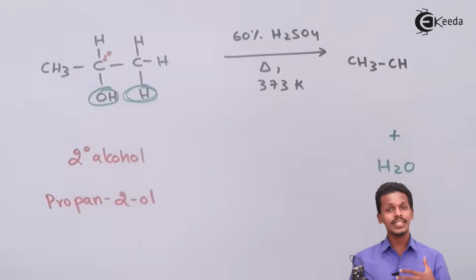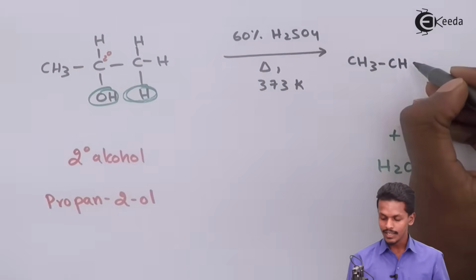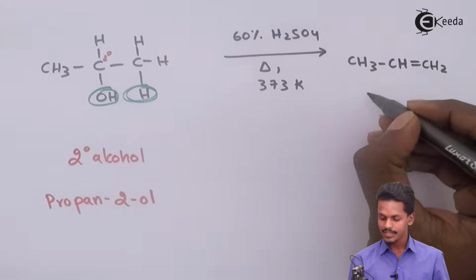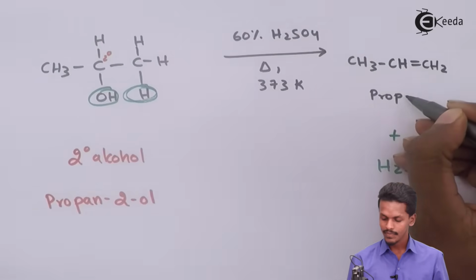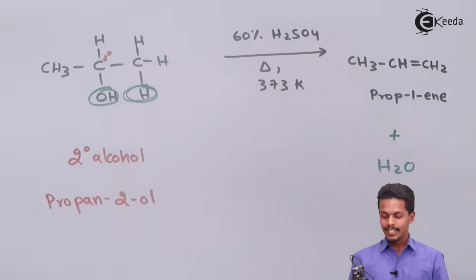Here a double bond will form because elimination is a process in which a saturated compound is converted into an unsaturated compound. So here we would get a double bond CH2, making this to be called prop-1-ene. So this is how we have converted a secondary alcohol, that is propane-2-ol, to prop-1-ene.